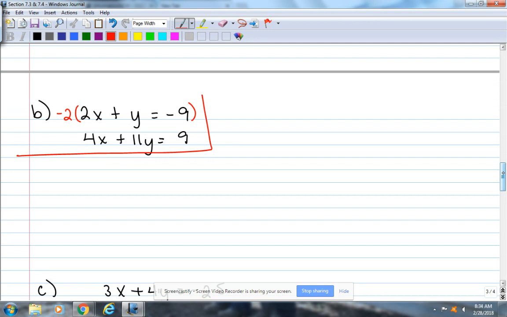So, top row by negative 2. What's negative 2 times 2x? Negative 4x. What's negative 2 times y? Negative 2y equals what's negative 2 times negative 9? Positive 18. I'm not changing the bottom row, so I'm going to copy it. Draw my line. And what happens now?